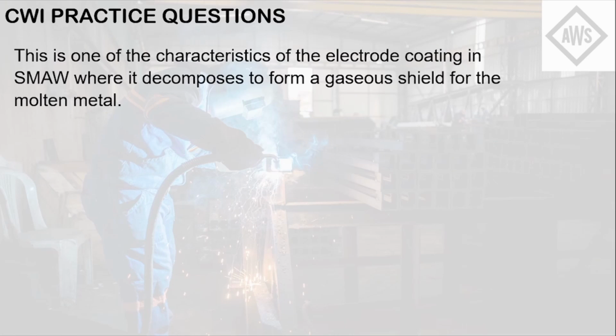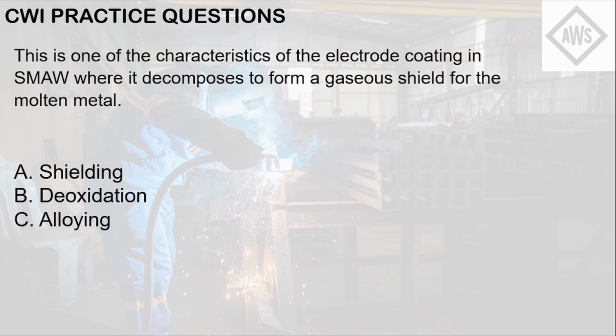Next question. This is one of the characteristics of the electrode coating in SMAW where it decomposes to form a gaseous shield for the molten metal. Letter A, shielding. Letter B, deoxidation. Letter C, alloying. Letter D, insulating.